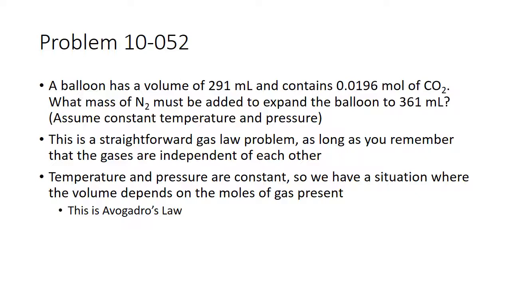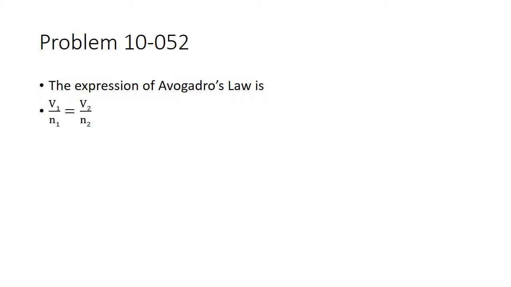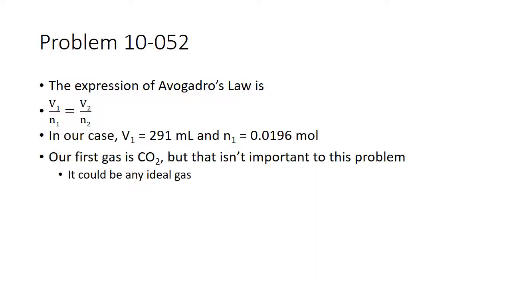So we have a relationship between the volume and the moles of gas. That's Avogadro's law. So Avogadro's law is V1 over N1 equals V2 over N2. In our case, our first volume is 291 milliliters, number of moles 0.0196. Now what's great about this problem, if we do a normal PV equals nRT type problem, volume has to be in liters and temperature has to be in Kelvin, pressure has to be in atmospheres. But as long as our volume units are the same, we do not have to convert. And they tell us our first gas is CO2, could be any ideal gas.